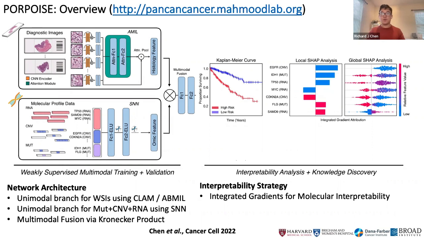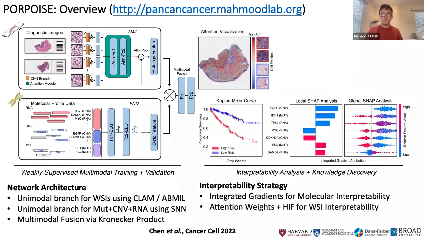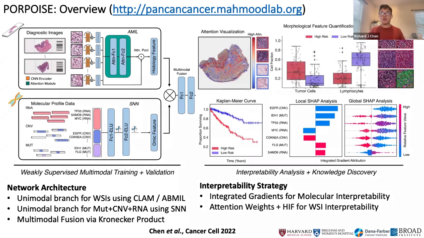So this is interpretability on the genomic side, which we conducted via integrated gradients. For the histology side, we looked at the high attention regions in the histology image, as well as, within the high attention regions, what cell populations and admixtures are used as prognostic information for driving risk.